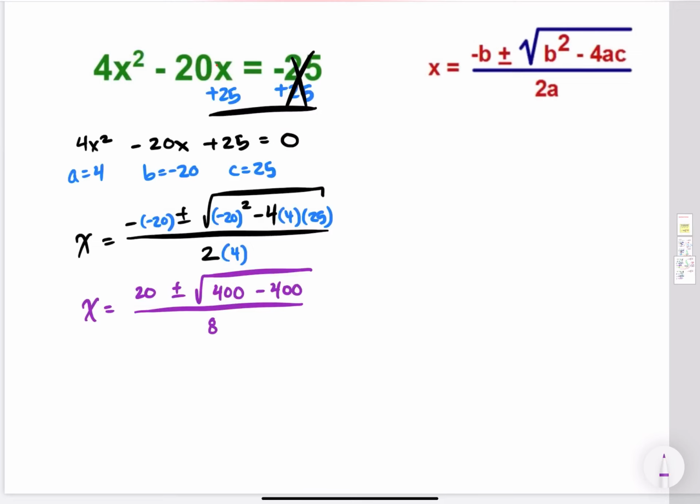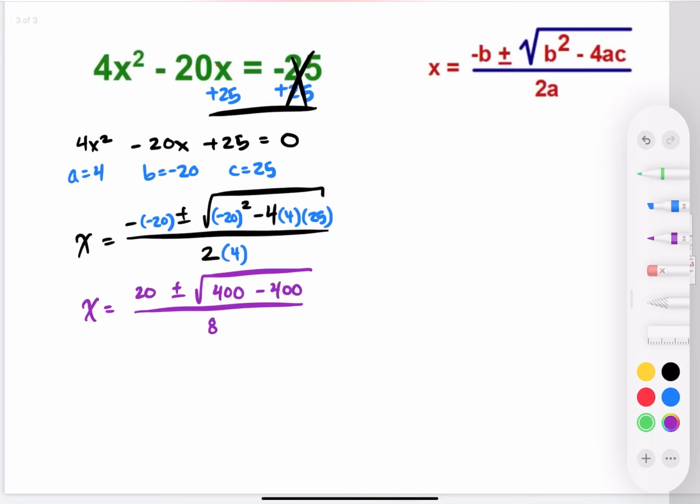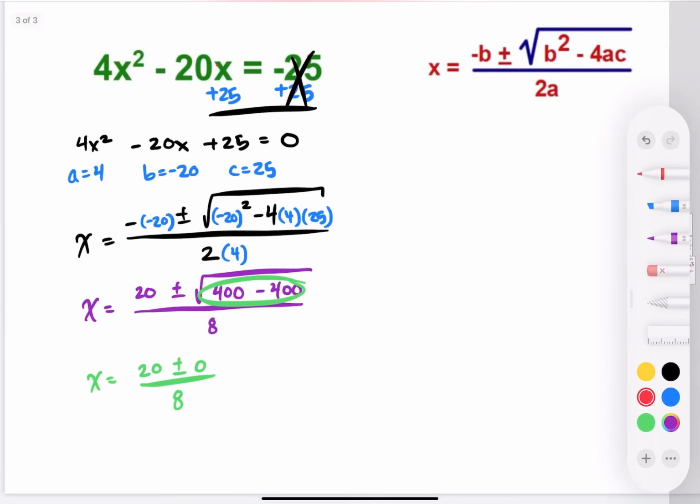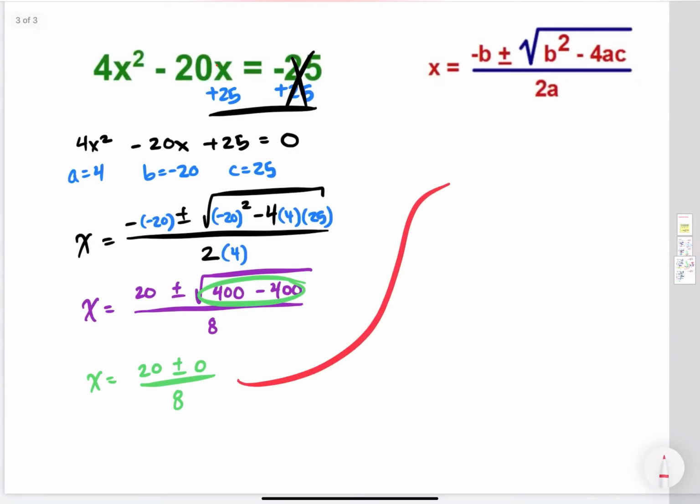Now this is nice. And the reason why this is nice is because, well, if we combine this 400 minus 400, that's just 0. And the square root of 0 is just 0. So now I got 20 plus or minus 0 over 8. Well, 20 plus 0 is just 20, and 20 minus 0 is also 20. So this is one of those solutions where we only have one possible solution. We only have one answer here. So we got 20 over 8, because no matter if I add 0 or subtract 0, it's still going to give me 20 over 8.